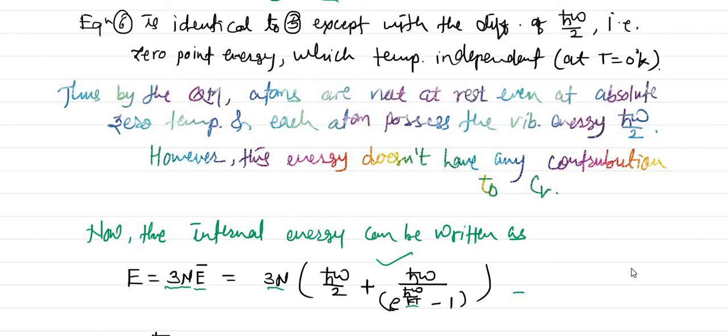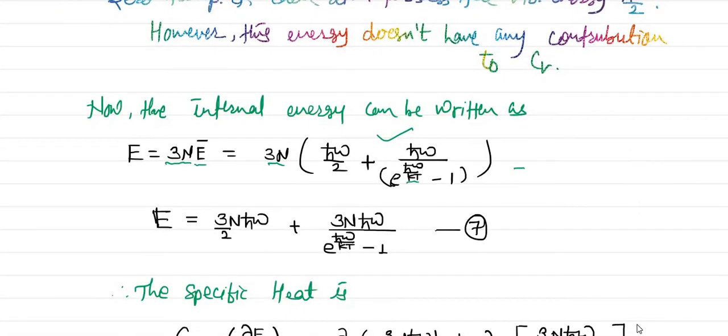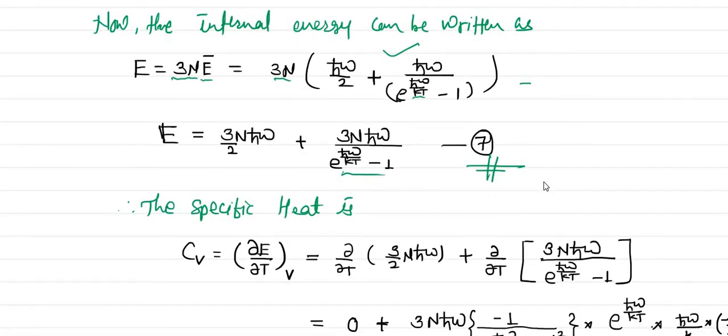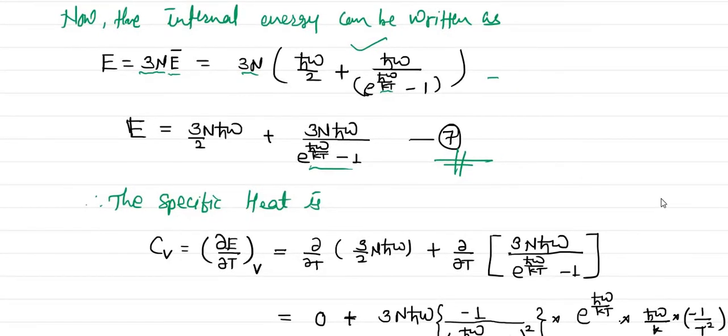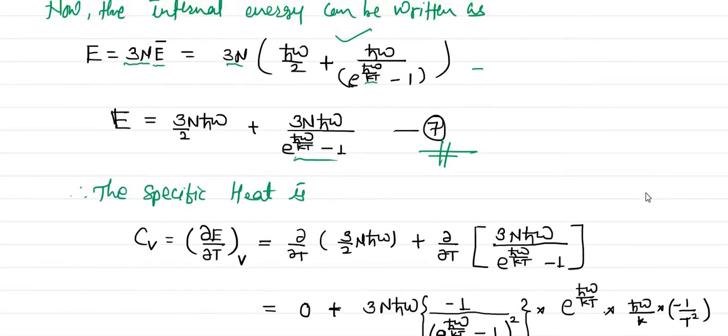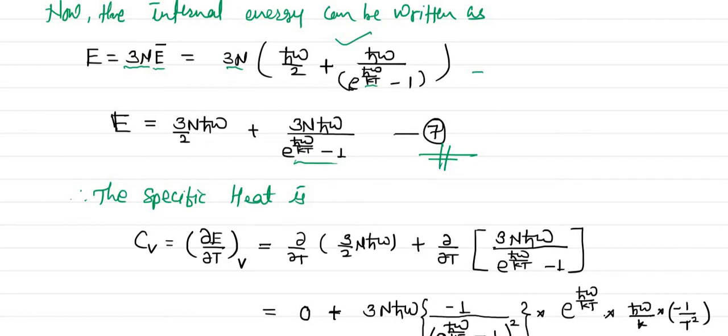Okay, right. Now just multiply separately and let us write how it will be. It is 3/2 N h cross omega, plus again 3N h cross omega divided by e power h cross omega by kT minus 1, equation number 7. So this is the total energy. Now let us find the specific heat. Once we got the internal energy, how to find the specific heat? Let us differentiate that energy with respect to temperature. This capital T is not time, it is temperature.